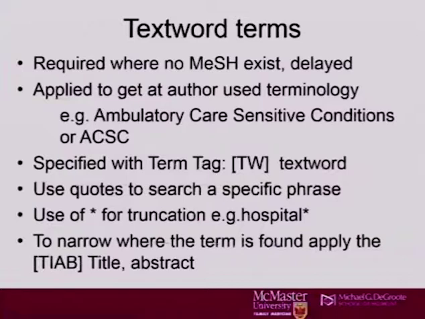Text word tags are TW. Some other tips on the use of text words: you can use quotes to search a very specific phrase. You can use the asterisk to create some truncation. So hospital with an asterisk will call up hospitals and hospitalization with the S and Z, and hospitalized, and all of those forms. A tag that I like to use around my text words is TIAB, T-I-A-B, and that's going to relegate the search just to the title and abstract of the Medline record.